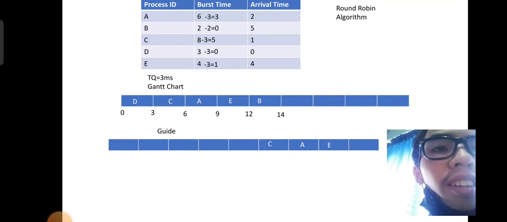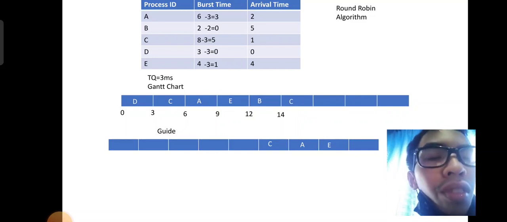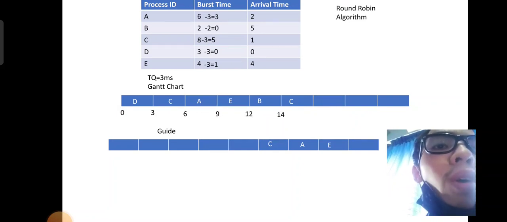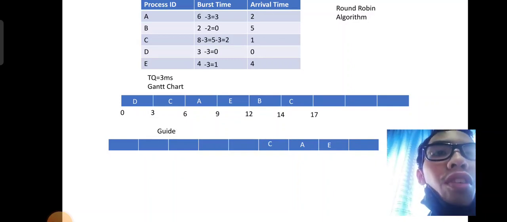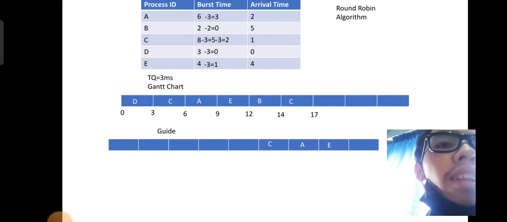Then after that, process C will enter the CPU. Then after that, we will subtract the burst time of it by our time quantum. So 5 minus 3 is equal to 2. Then what we subtracted will be added to the time finish of process B. So 14 plus 3 is equal to 17. Then we will write it in the Gantt chart as the time finish of process C, which is 17. Then after that, we will put process C after E because it is not yet done. It has a remaining burst time of 2.